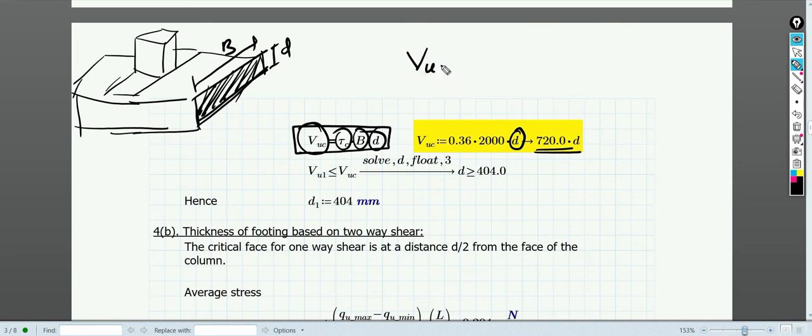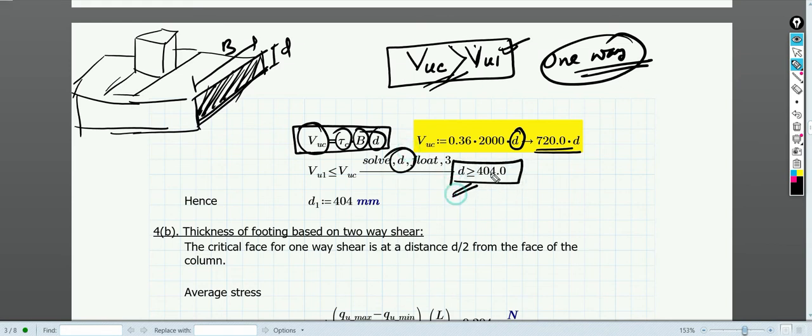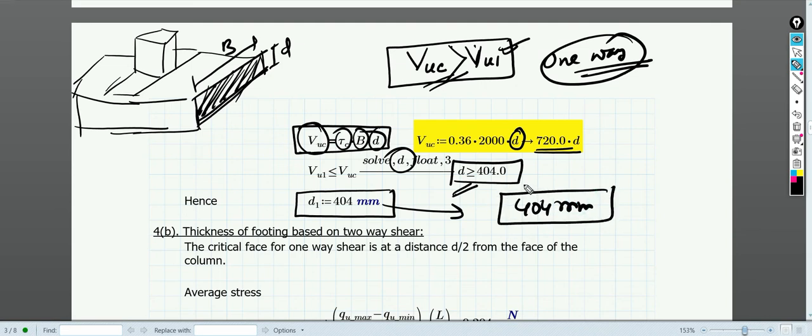And in our case, what should be the safer case? When our shear strength tau c is more than whatever force is acting, right? Then the section will be safe for one way shear. So if you apply this condition and solve for D, then you can get the D value should be greater than 404. Hence let us assume that D is 404 mm. That is, the effective depth of the footing is 404 mm.